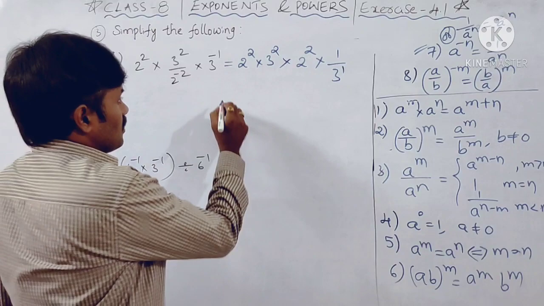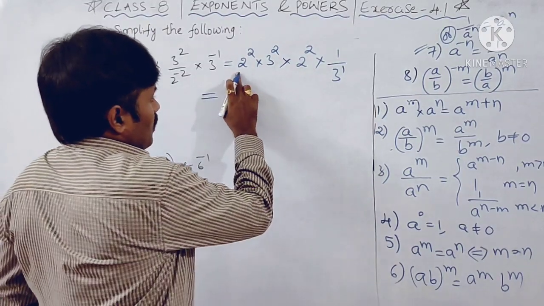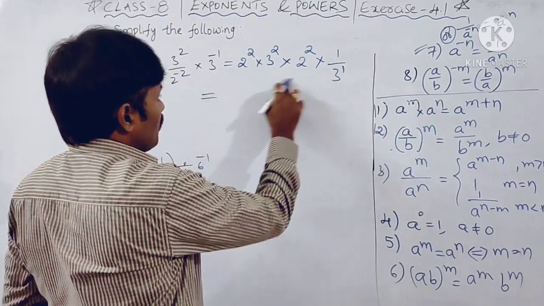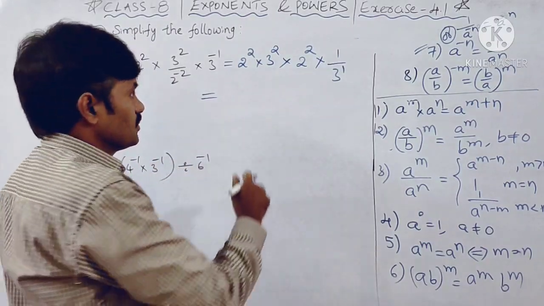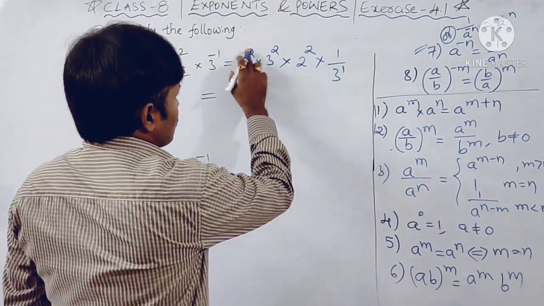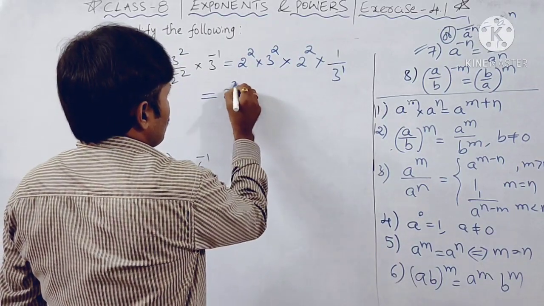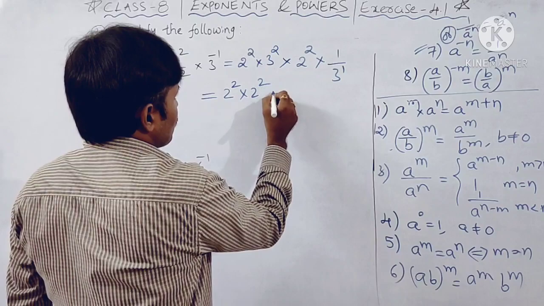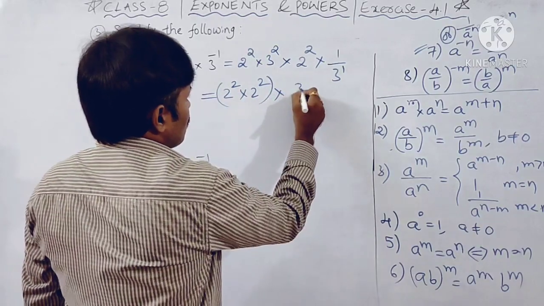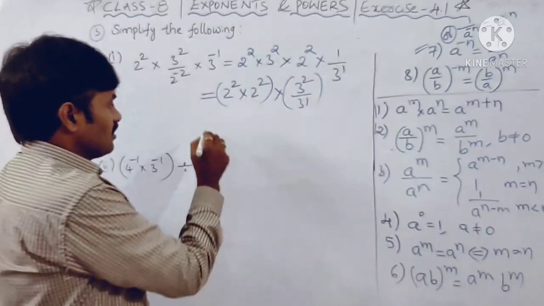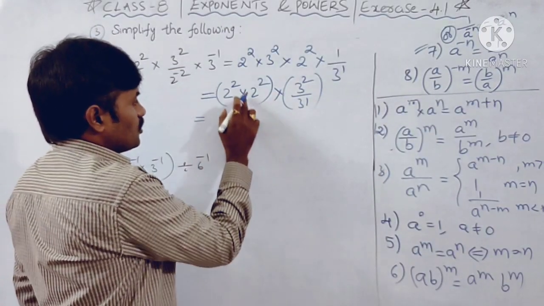Okay, clear. Now if you observe here, the powers are all the same. Here 2 power 2 into 2 power 2 and 3 power 2. Here the powers are the same, so what I am going to do is write 2 power 2 into 2 power 2 together into 3 power 2 by 3 power 1. Okay, clear? Now 2 power 2 into 2 power 2, how much?